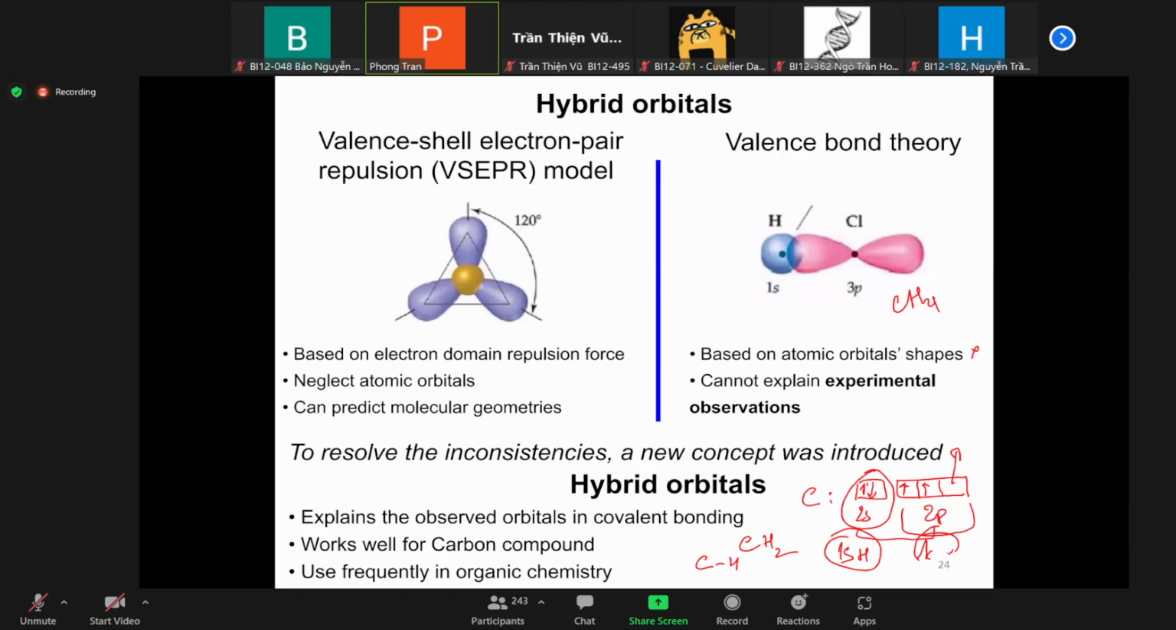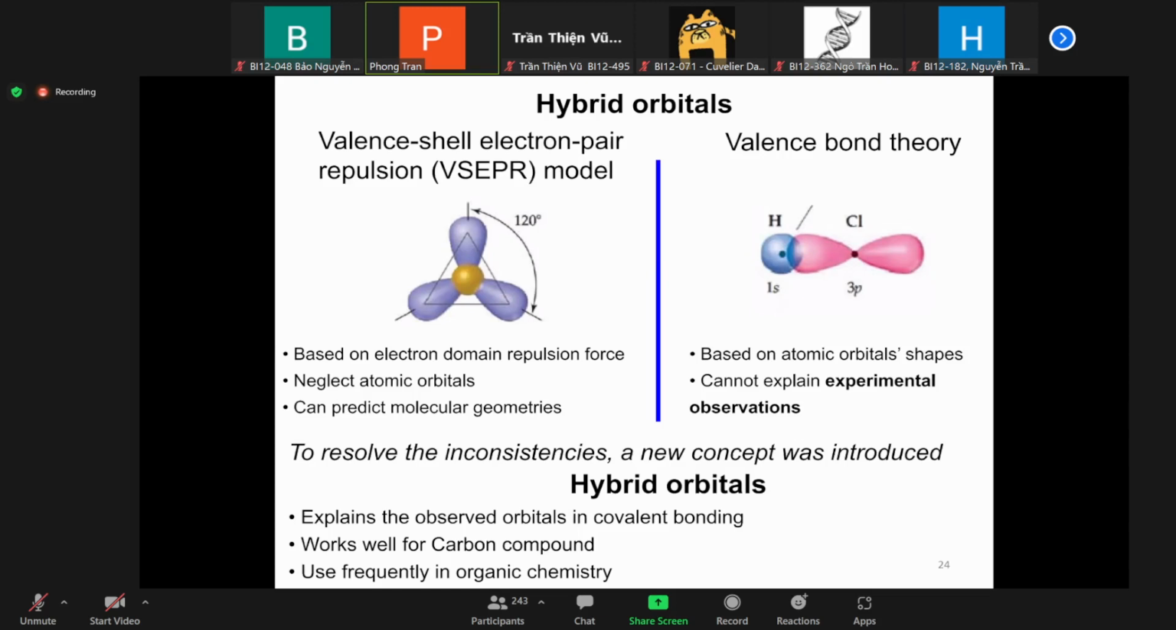So the hybrid orbital explains the observed orbitals in the covalent bond, and it works very well for carbon compounds. And normally, these hybrid orbitals are frequently used in organic chemistry. Okay, so I hope that I already convinced you why the hybrid orbital needs to be developed, not just for fun. We develop theory to better explain the experimentation, because the previous theory cannot fully explain.